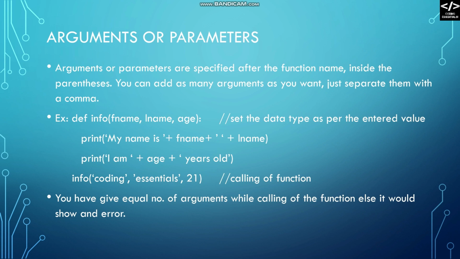For example, def info. So if I need the info of a person, then I define a function named info in which we have parameters as first name, last name and age. And it will set the data type as per the entered value, so the entered value should be correct. Then we write print my name is first name and last name, then print I am this much years old. Okay, so I will show you in the shell.